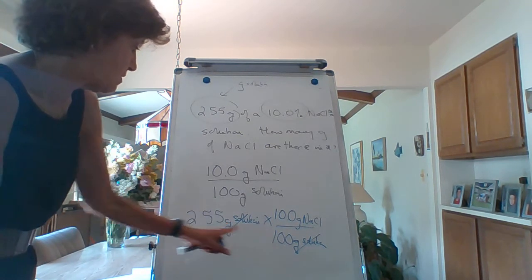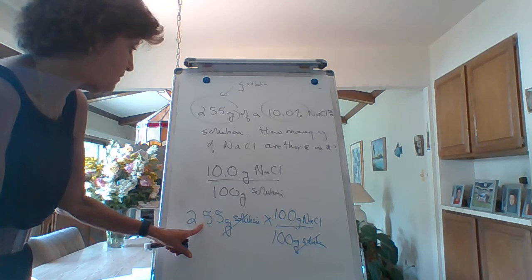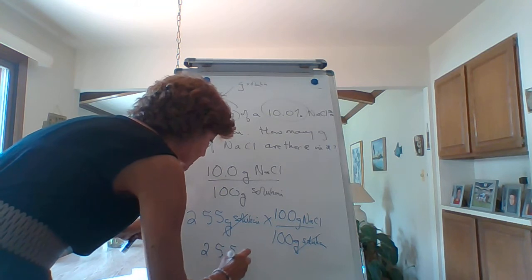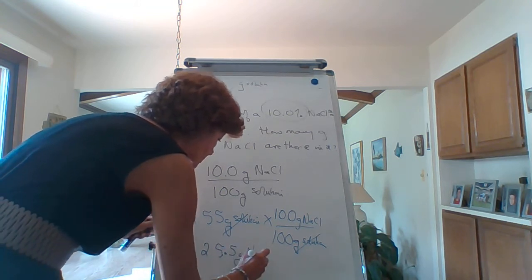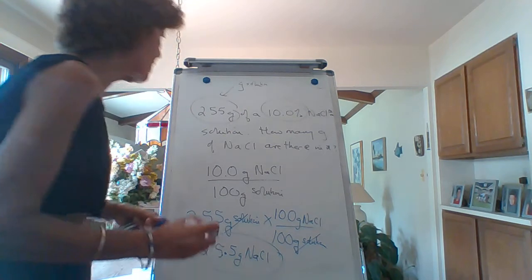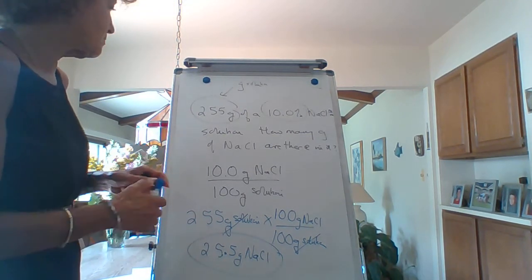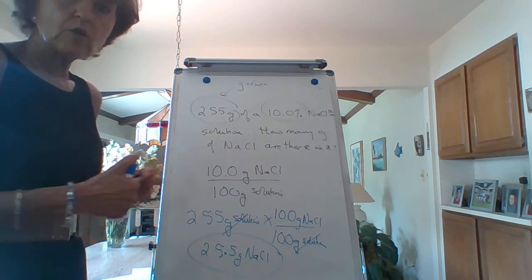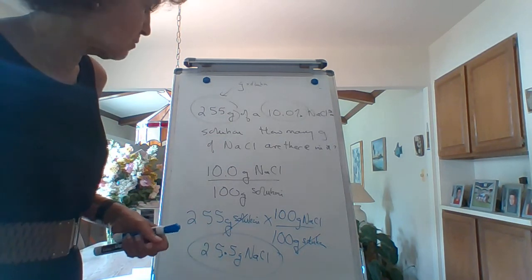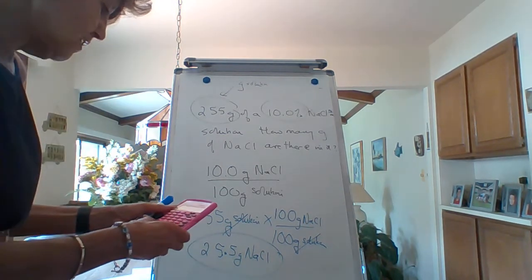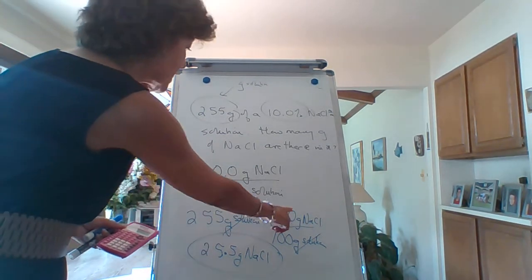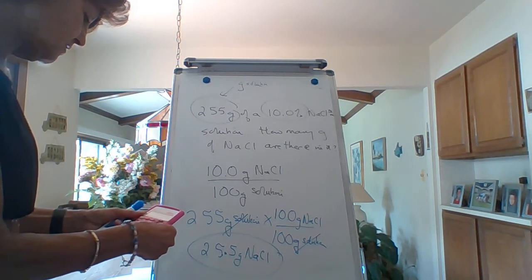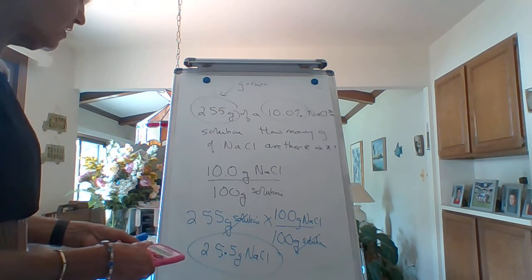I could probably do this in my head. This would be 2.55, and then times that, it would be 25.5 grams. So there's a decimal here, grams of sodium chloride. So in 255 grams of solution, of this 10% sodium chloride solution, you have 25.5 grams of sodium chloride. You can double check the math. You just go 255 times 10 divided by 100, and you get 25.5 grams of sodium chloride.